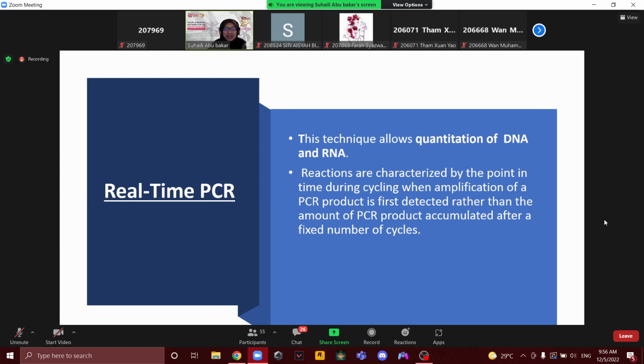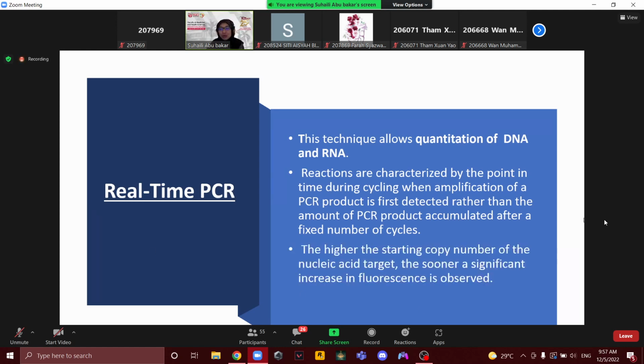Okay, but theoretically we assume one cycle will give you two products, two to the power of n. So the higher the starting copy number of the nucleic acid target, the sooner a significant increase in the fluorescence is observed. So real-time PCR uses fluorescence.